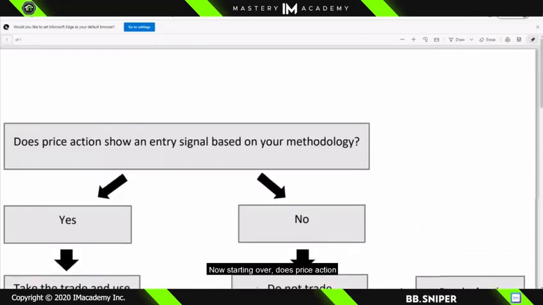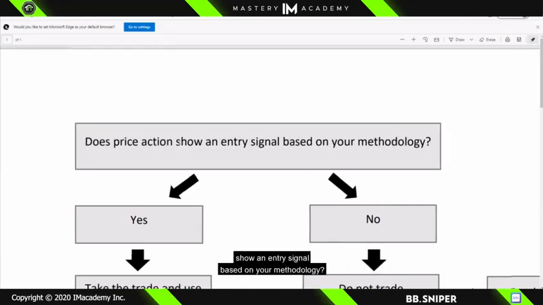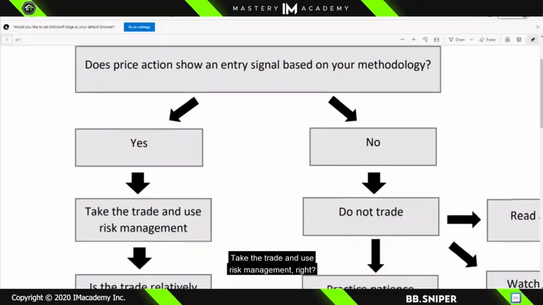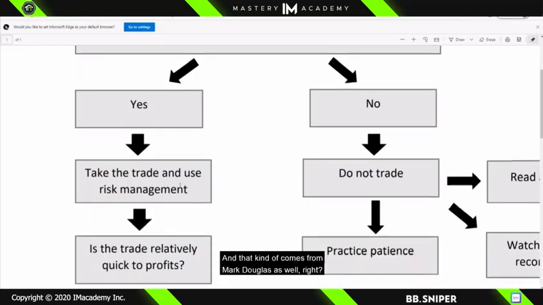Now, starting over, does price action show an entry signal based on your methodology? Yes, it does. Take the trade and use risk management, right? That kind of comes from Mark Douglas as well. If you've seen his YouTube series or read his books, if you're getting an entry signal, stop thinking and just take the trade. Sometimes it is that simple. But I had to add in and use risk management. Always, always, always use risk management.